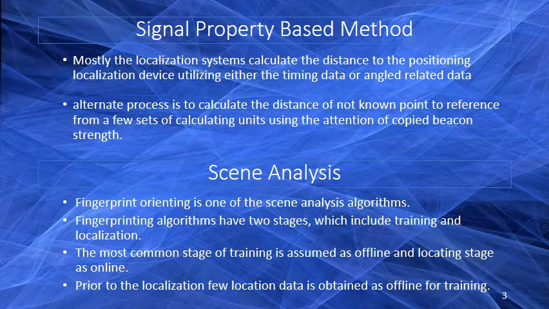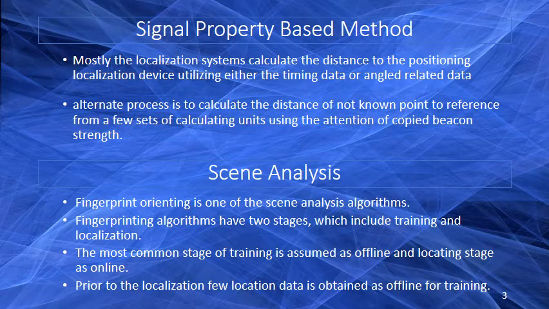And signal property based method. In this method, mostly the localization systems calculate the distance to the positioning device utilizing either the time data or angle related data. This method works completely on the signals. An alternative process in this method is to calculate the distance from unknown points to known reference points, using the attenuation of the received beacon signal strength.